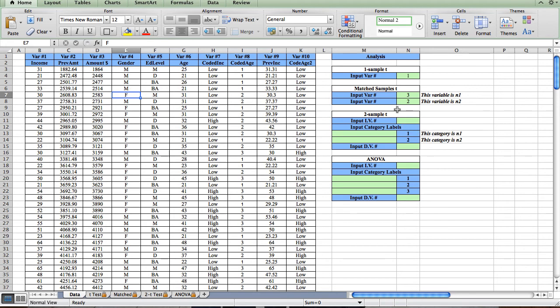So in this case, my independent variable number is 4, because that's the number for gender. And the two categories are male and female. And I could input these in any order that I want. It doesn't change the results of the test. The dependent variable would be variable number 3, the amount charged. So what I'm doing is I'm creating two samples, N1 and N2. N1 is going to be all of the amounts for the women, and N2 all of the amounts for the men.